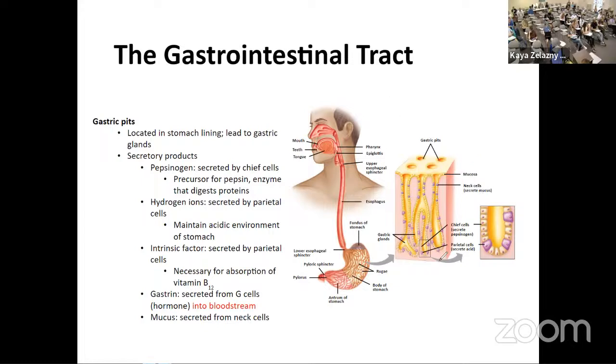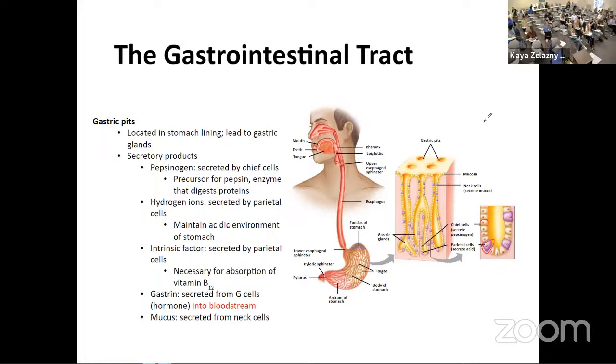So they're leading into what we call gastric glands. We can see these are labeled here as gastric glands, kind of down in the bottom of these pits. Okay. So we are going to have a couple of different cell types here, and we are going to be producing things. So we're going to have chief cells. Those are these yellow ones, which are going to secrete something called pepsinogen. We're going to have these purple cells called parietal cells, which are mainly going to secrete acid.